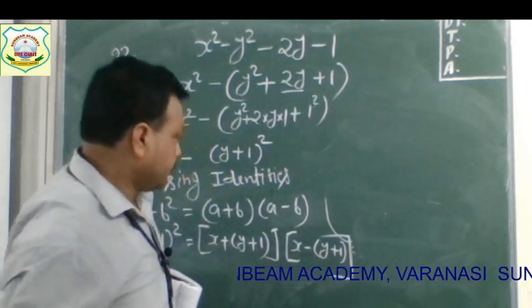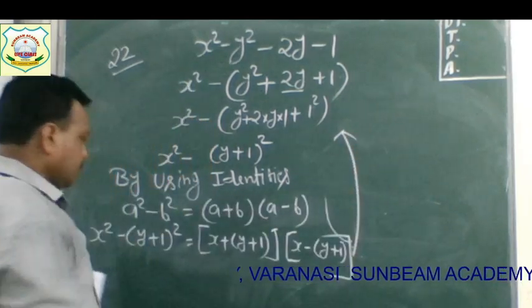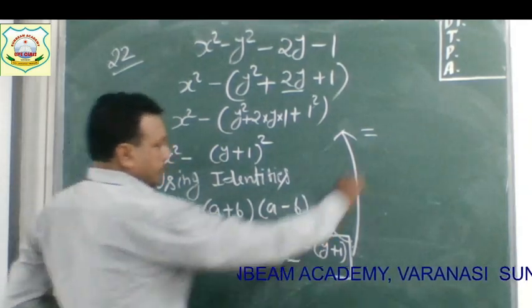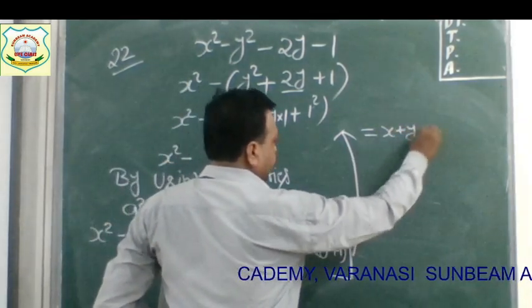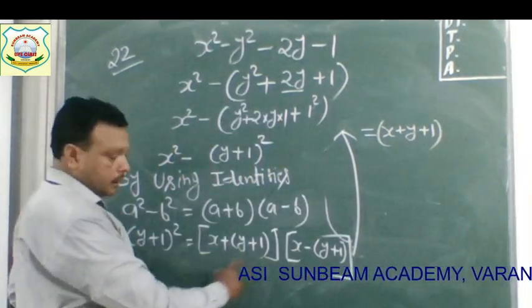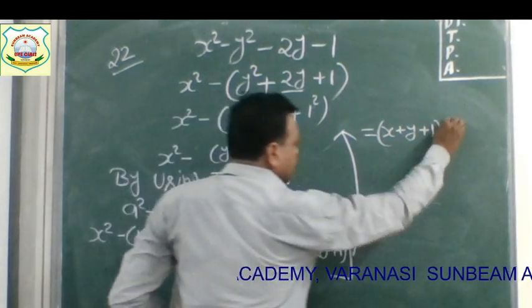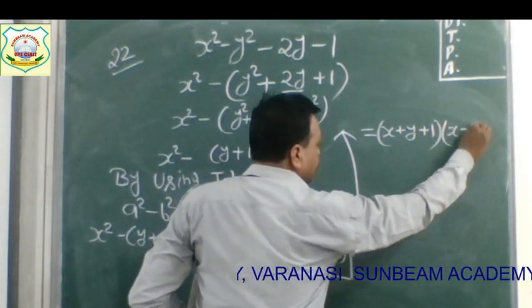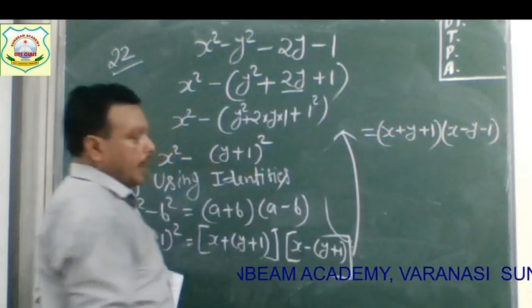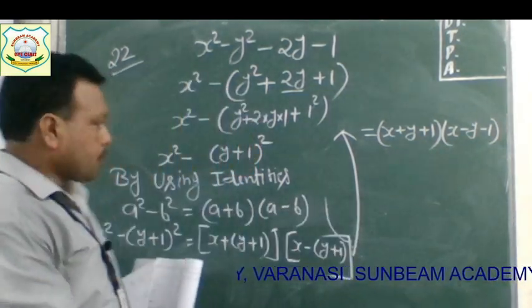Now, students, see here, equal x, now open the bracket, x plus y plus 1. Before the bracket there is a plus sign, so the sign will not change, but here there is a minus, so the sign will change, x minus. The sign is a minus, so plus will become minus. Now this answer will become x plus y plus 1 and x minus y minus 1. So students, note it down.